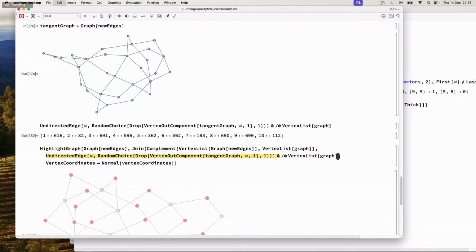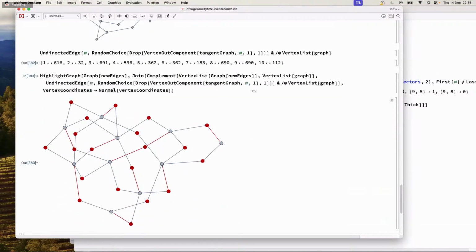Yes. What's Jonathan up to here? I'm plotting a vector field. Sorry, ignore me.